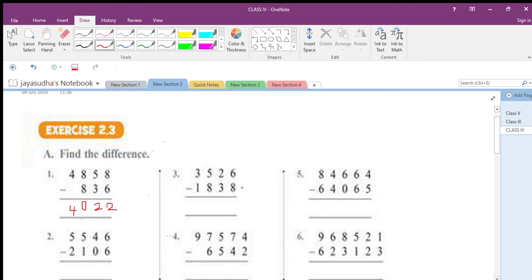Okay, children. Now come to the second sum. 6 minus 6. Both are the same number. When you subtract the same number, what do you get? You get 0. So 6 minus 6, your answer is 0. Then 4 minus 0. Any number minus 0, you get the number itself. So 4 minus 0 is 4. 5 minus 0 is 5. So 4 minus 0, what do you get? Here 4.